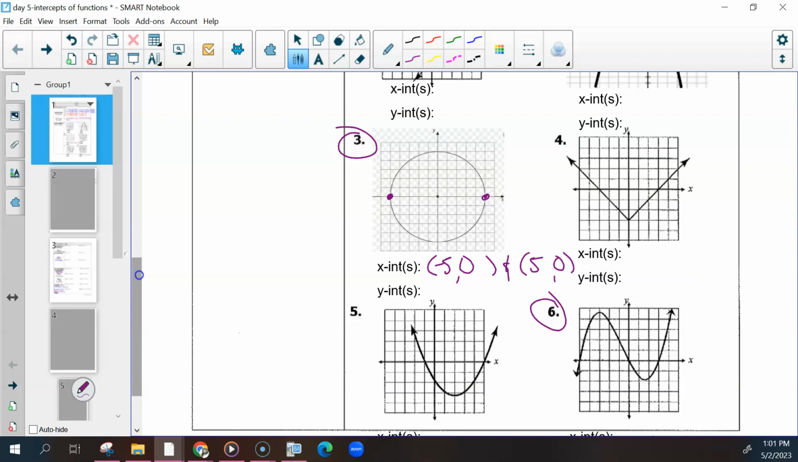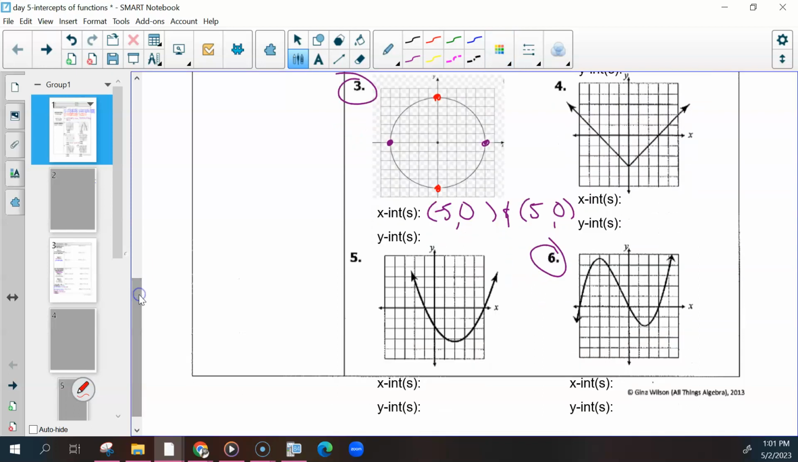Then for your y-intercepts, what are those points? Where does it cross the y-axis? They are the same. It is a perfect circle. Usually circles are the same. How would we write those intercepts? Just like that. Questions on that?